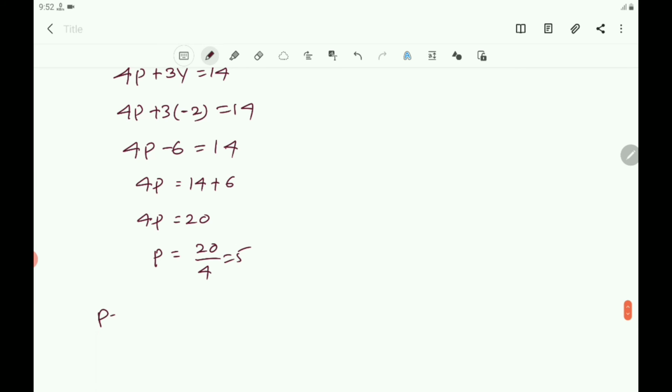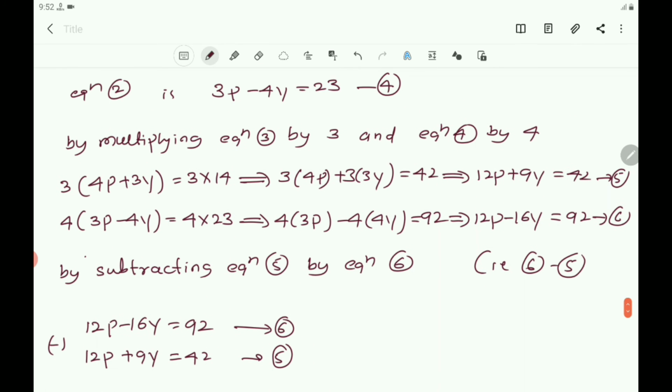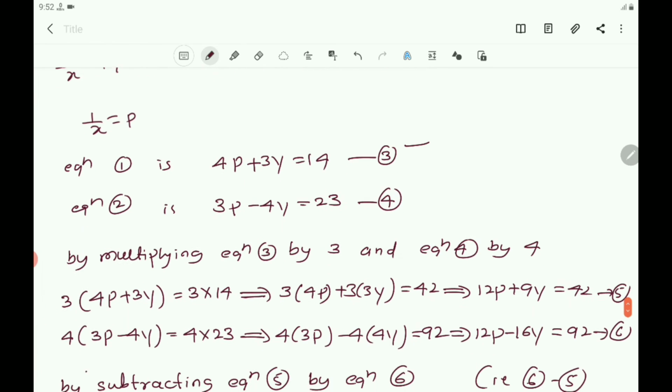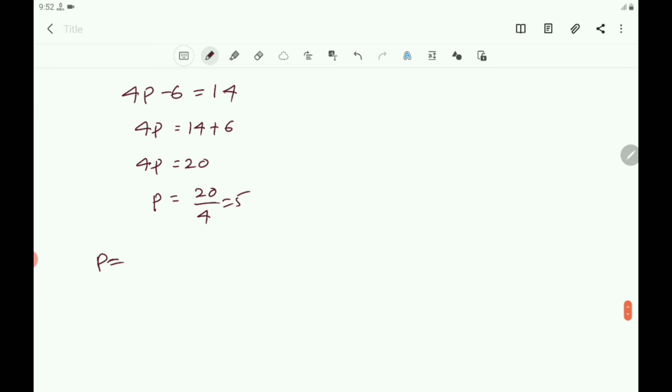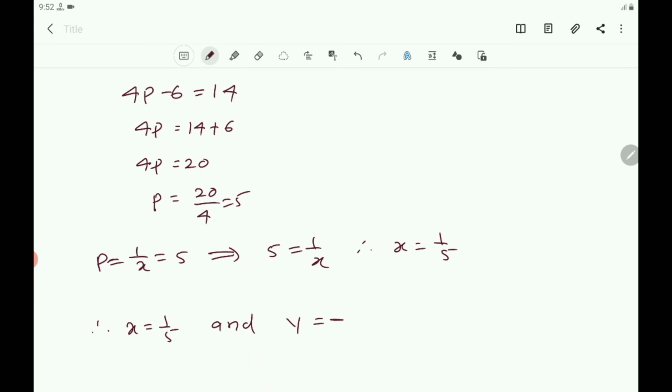P is nothing but, you know, here you have taken p is equals to 1 by x. P is equals to 1 by x, that is equals to 5. So you write that implies 5 is equals to 1 by x. Therefore, x is equals to 1 by 5. Therefore, you got the solution, x equals 1 by 5 and y is equals to minus 2 here. This is the solution for the pair of linear equations which are given here.